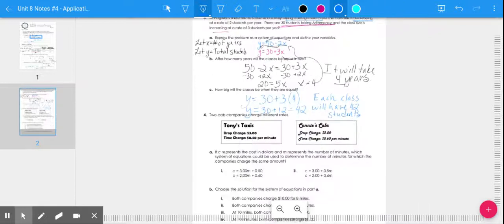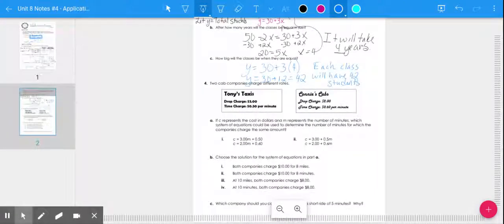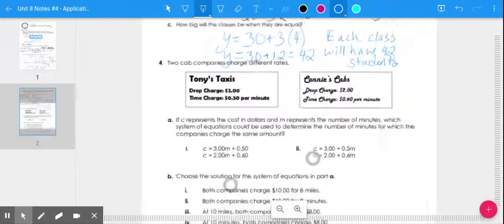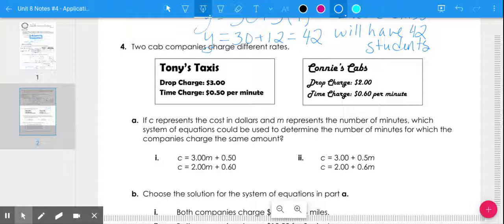All right, awesome. Okay, looking at the last one. Number 4 says two cab companies charge different rates. So we've got Tony's Taxis and Connie's Cabs. If C represents the cost in dollars and M represents the number of minutes, so we didn't have to define our variables, that's nice. Which system of equations could be used to determine the number of minutes for which the companies charge the same amount? Okay, so we're really just setting up our equations to represent these cab companies.